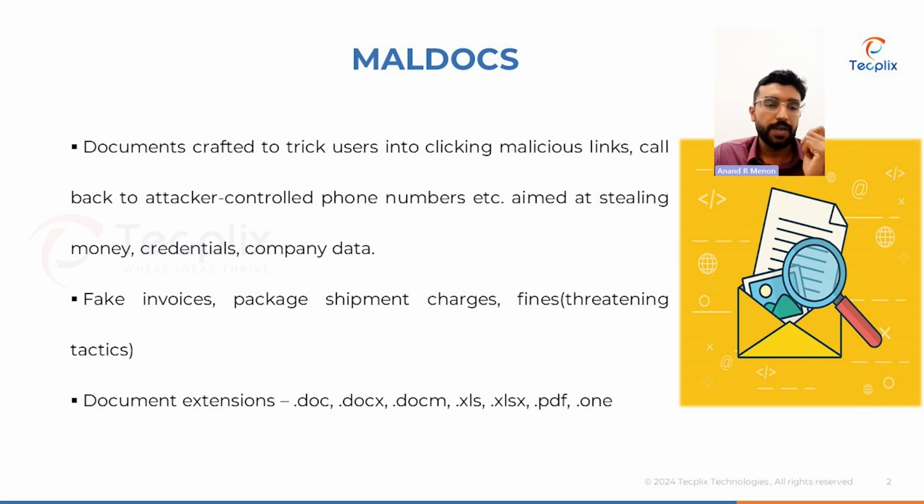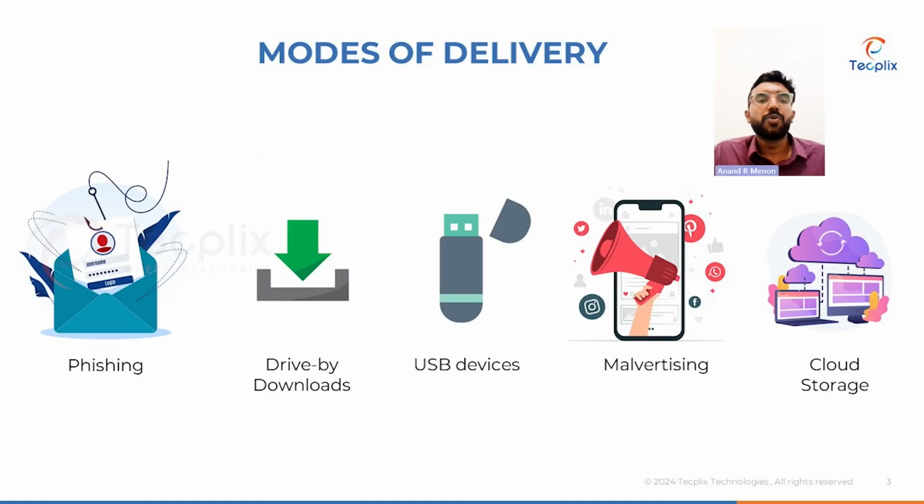There are different kinds of document extensions seen with regards to maldocs. Primarily the ones seen are doc, docx, docm, XLS, XLSX, PDF, or OneNote. The doc and XLS formats are primarily seen with Microsoft Office 97-2003 versions. DocX and XLSX started appearing from Microsoft Office 2007. And very recently, we have also started seeing malicious OneNote documents being distributed in phishing mails.